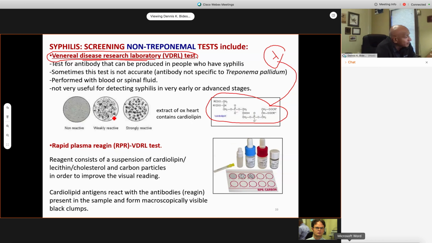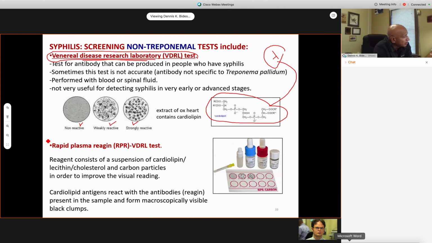This is what you would see under the microscope. This is non-reactive. In a reactive sample, the antibodies bind to cardiolipin and form these little reactive spots. This is called a flocculation test. You have these little clumps that form, and you see this under the microscope. So that's the VDRL test. What I want you to know is that antibodies from a patient with syphilis react with something called cardiolipin. The VDRL test requires a microscope to see these little clumps that form.